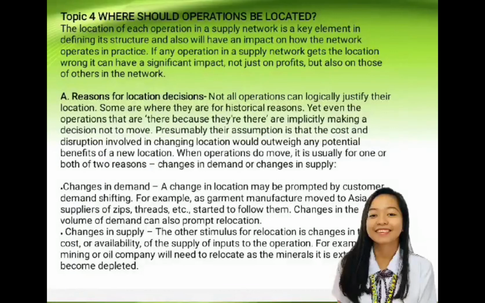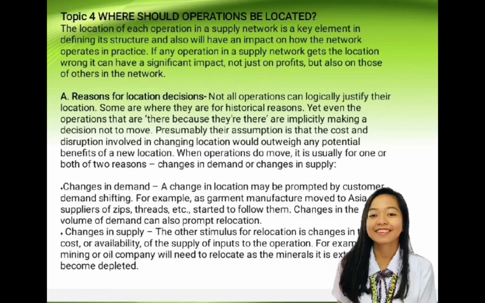Topic 4. Where should operation be located? The location of each operation in the supply network is the key element in defining its structure, and also will have an impact on how the network operates in practice. If any operation in the supply network gets the location wrong, it can have a significant impact not just on its own profit but also on those of the others in the network.